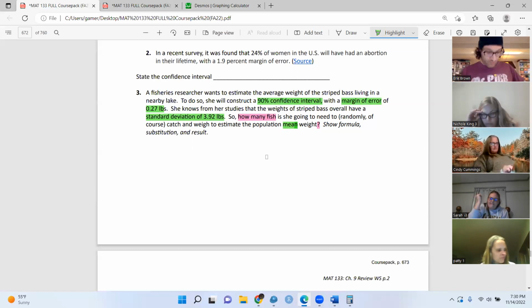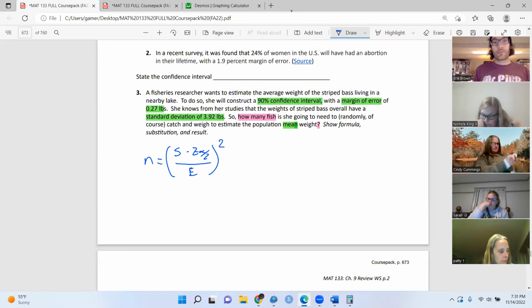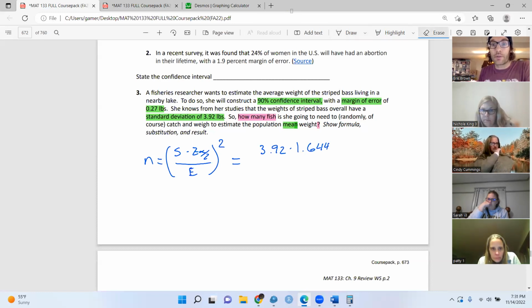So let me write this down and you check yourself. I know the formula for calculating the how many of a mean: the sample size is equal to the sample standard deviation times Z alpha over 2, divided by the margin of error, all of that squared. I know the standard deviation is 3.92. I'm going to multiply that by 1.644. Nope, let's go with 1.645, so I'm consistent.